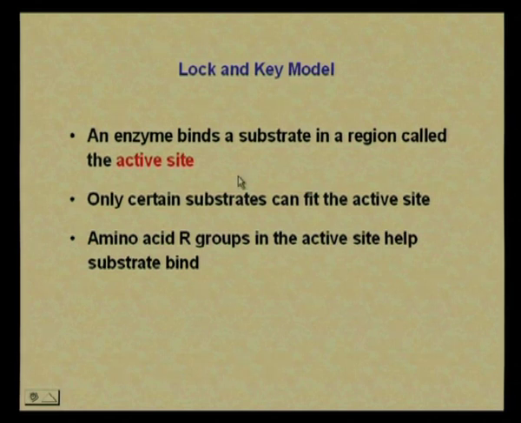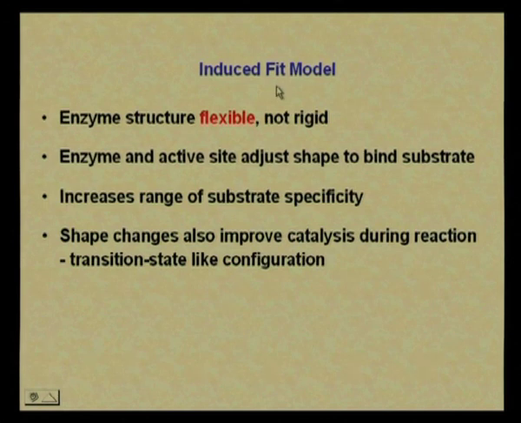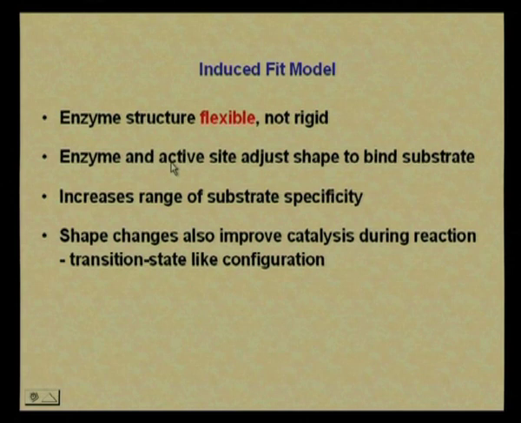So, to form the enzyme substrate complex, we can have a lock and key model, we can have an induced fit model. What does this say? It says that the enzyme structure is actually not as rigid as a lock, okay? It is slightly flexible. So, what it does is the enzyme and subsequently its active site can adjust its shape to bind the substrate, okay? So, there is a slight modification that can occur due to the flexibility.